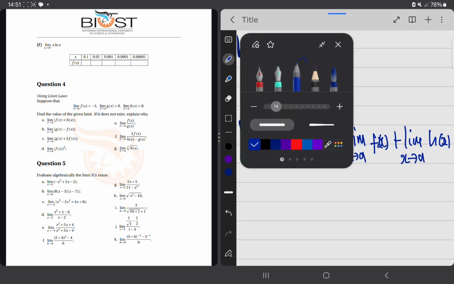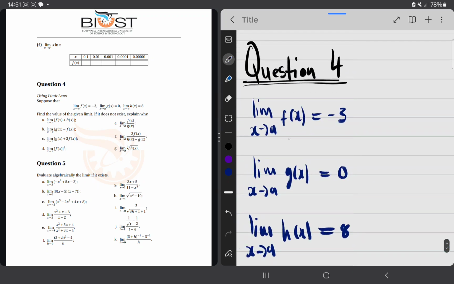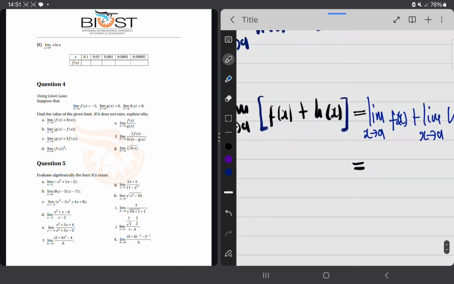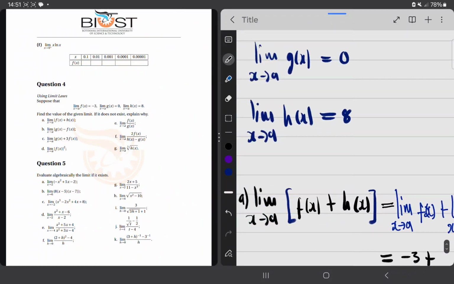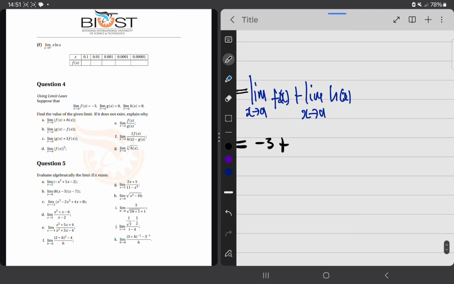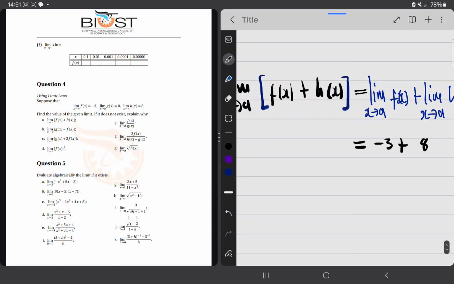Now we know the limits. What is the limit as x goes to a of f of x? We have it. The limit as x goes to a of f of x is -3. So it's going to be -3 plus, since the limit as x goes to a of h of x is 8, it's going to be -3 plus 8. This is what we're going to have, right? And -3 plus 8, you punch, and you're going to get 5. So this is going to be number 1.